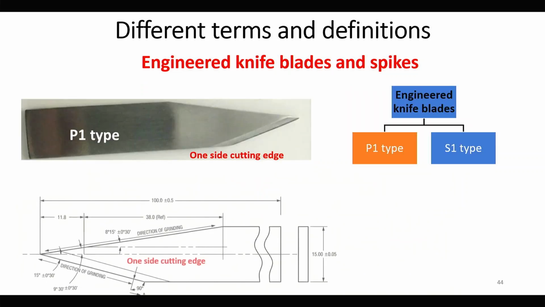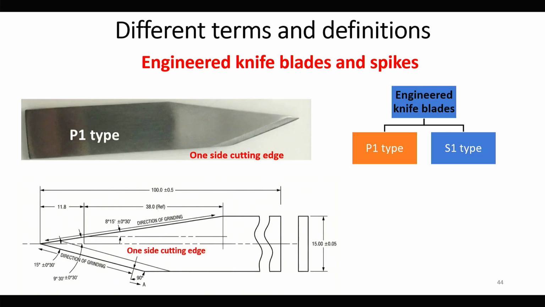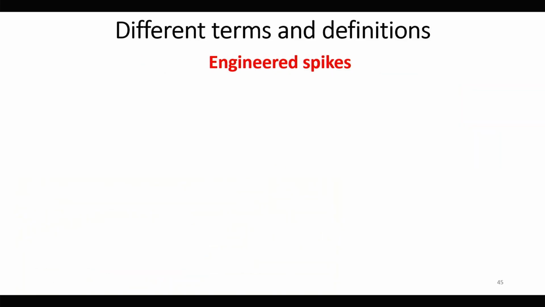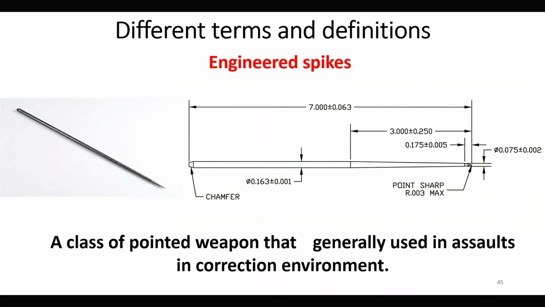Similarly, for the P1 type, which is thinner, there is only one side cutting edge, and the dimensions are given. And for spikes, here we can see this is a chamfer which actually penetrates.